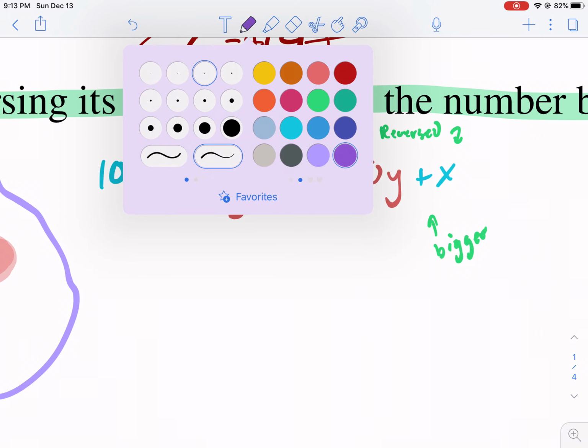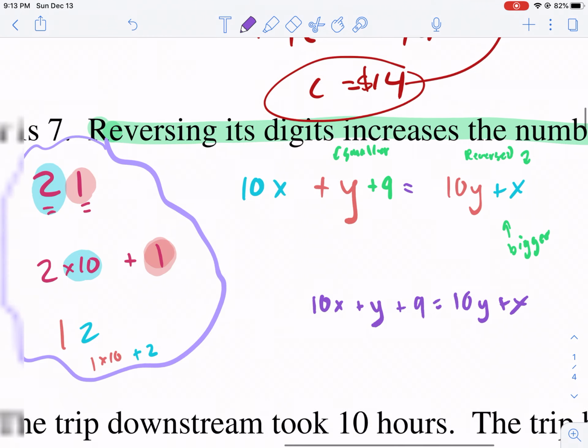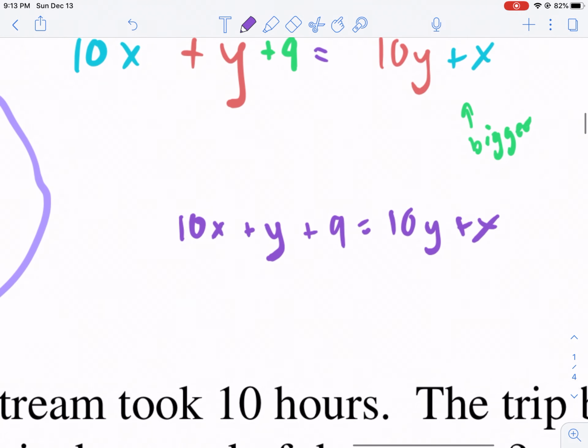So all in all, we would have the first number, 10x, tens place, plus y, plus 9 equals 10y plus x. This is our second equation. So our first equation was over here, x plus y. That one was easy. This one is very difficult.